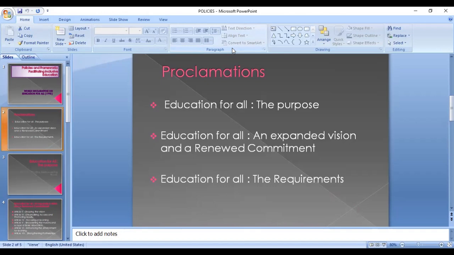First one is Education for All, the purpose. You have one article under this. And the next one is Education for All, an expanded vision and a renewed commitment.